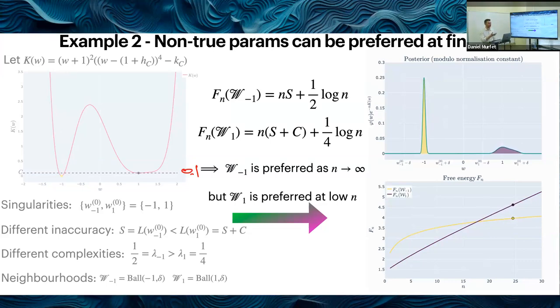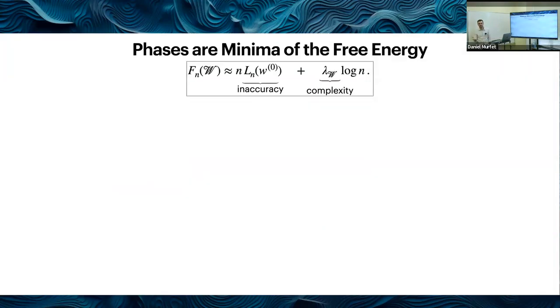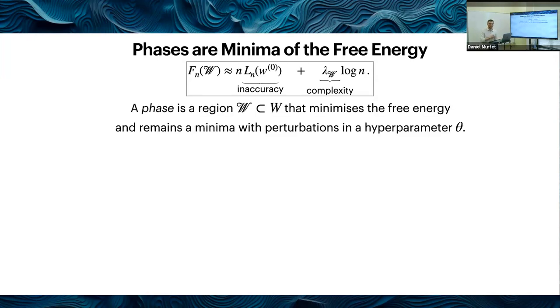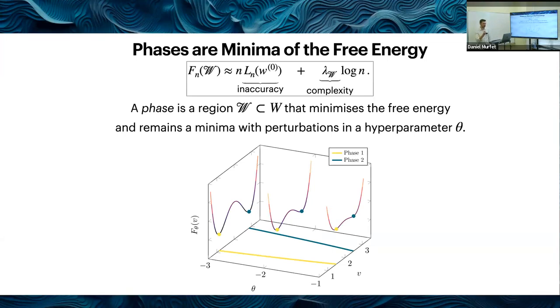We're starting to hint at a first order phase transition here, and I'll come back to that in a moment. So to carry on from Jesse's talks in the last few days, a phase is some region of parameter space that minimizes the free energy and remains a minima with small perturbations in some hyperparameter. And so this is the kind of picture to have in mind with that small perturbation thing, is that even if the free energy of the minima changes, so on this curve here, we've got free energy as a function of some different regions here. I'm not going to go into too much depth about how to interpret that, but think of these minima as corresponding to different regions as measured by some function.